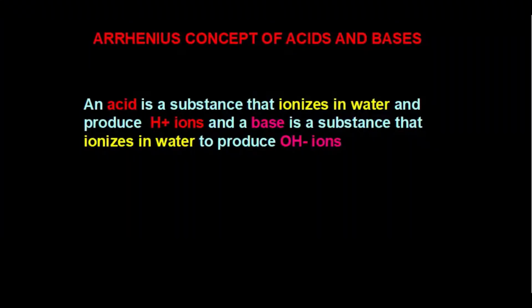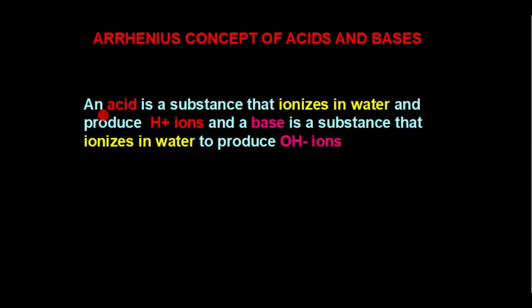We will study Arrhenius concept of acid and bases in this video. Students, in 1887, a Swedish chemist Arrhenius proposed the first successful theory of acids and bases. Now students, we will see what is the Arrhenius theory, what is the Arrhenius concept of acid and bases.